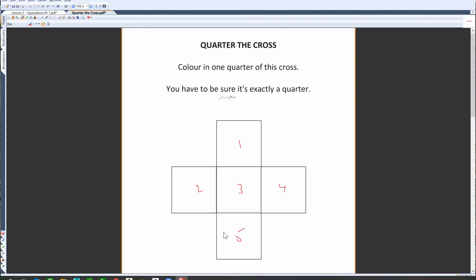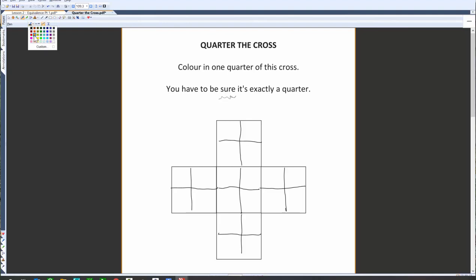All right, so how do I actually colour in a quarter? Well, what I'm going to do is cut the shape up. So I'm going to divide this part here into 4 parts, this part here into 4 parts, this part here into 4 parts, this part here into 4 parts, this part here into 4 parts. All right, and now what we're going to do is colour in 1/4 of this cross.